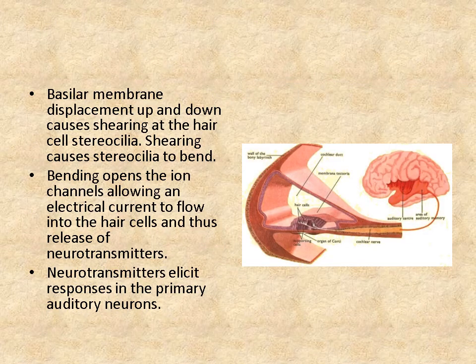The up and down movement or displacement of the basilar membrane causes the hair cells to move against the tectorial membrane. This movement of hair cells or stereocilia against the tectorial membrane causes the bending of the stereocilia and thus opening of the ion channels. What happens is the influx of potassium through the ion channels inside the hair cells, and this causes depolarization of hair cells and release of neurotransmitters. The release of neurotransmitters will then elicit a response in the primary auditory neurons.